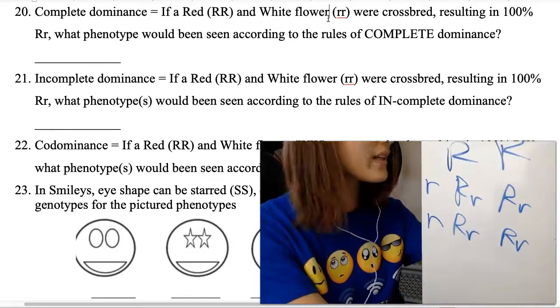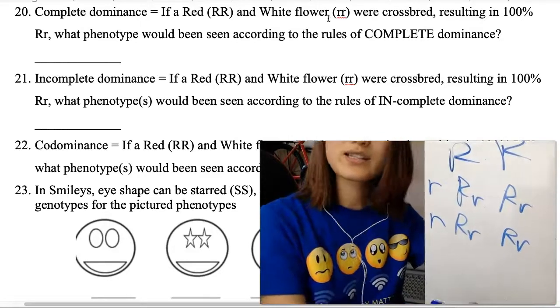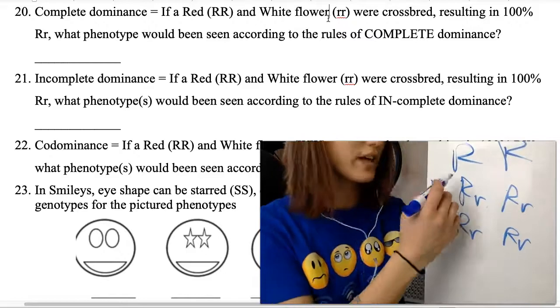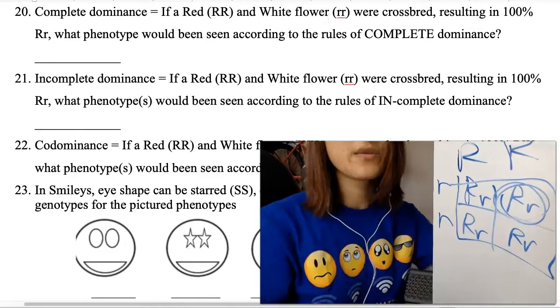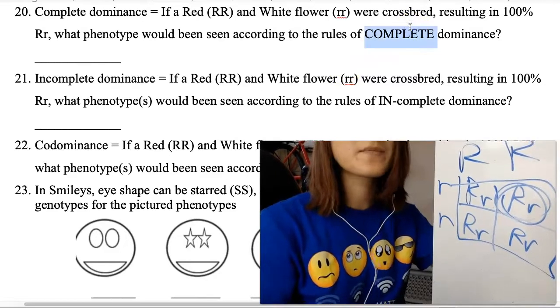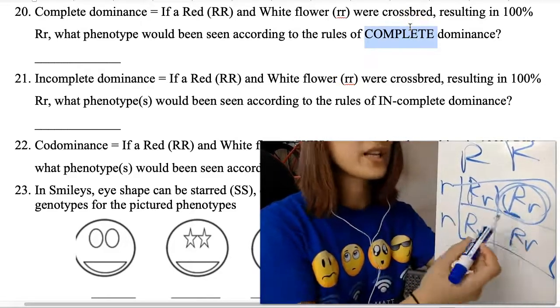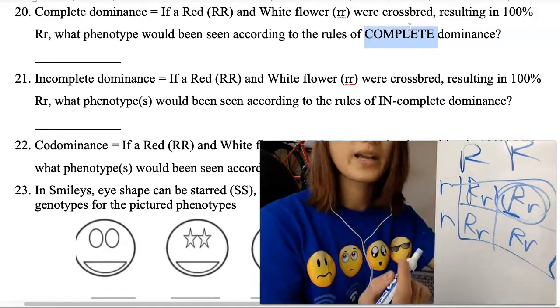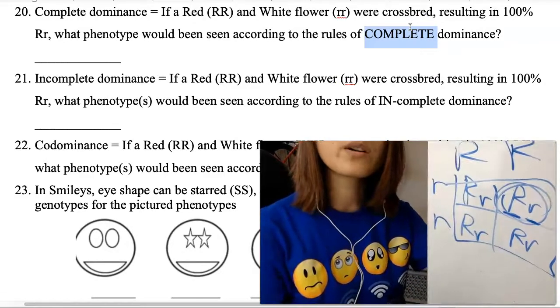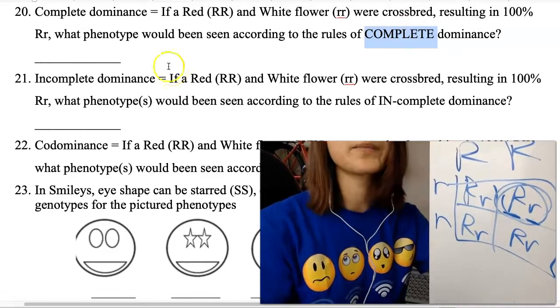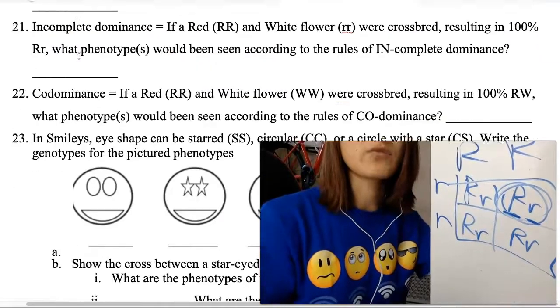We just did X-linked. Why don't we do X-linked over here? Because it didn't tell you. If it doesn't tell you that it's X-linked, it's not. So you just do your regular Punnett square. They're all big R, little r's. If this were complete dominance, big R, the red, is going to completely cover up the white. So when you have a heterozygous individual, you would end up with red, right? So the answer to this question is red.